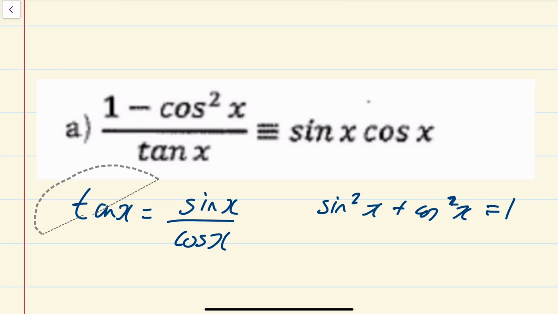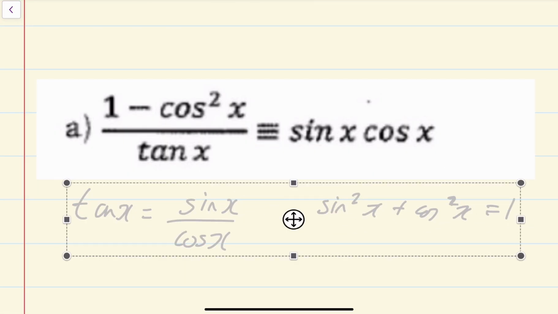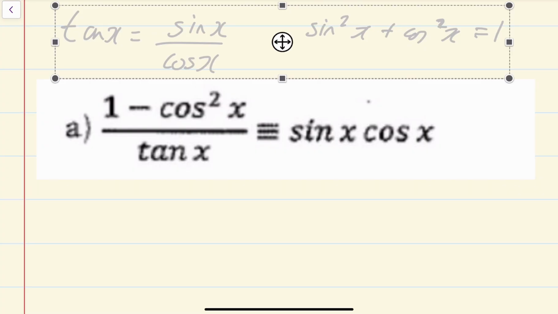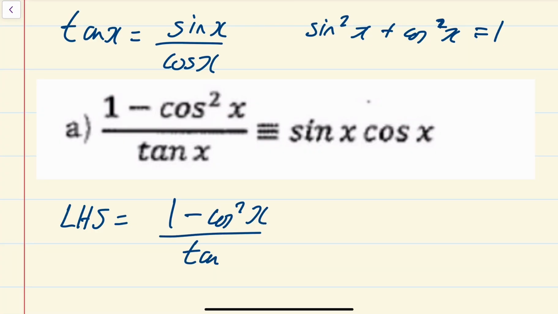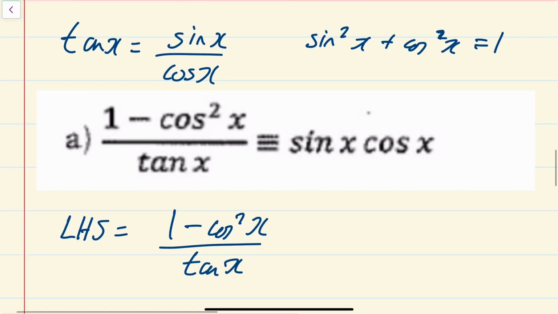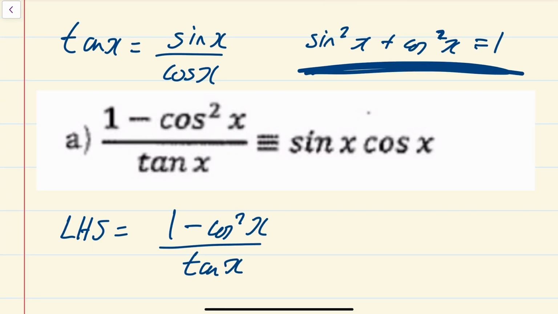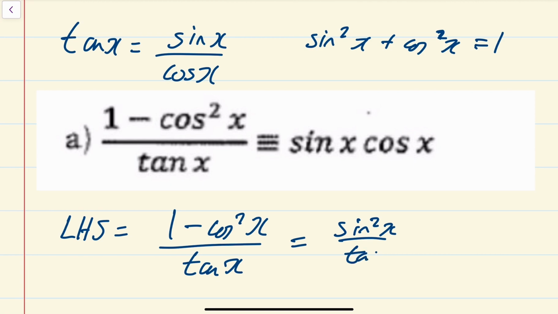For an identity, what you must do is work with one side only until you get it equal to the other side. Typically you use the side which you can do more with. So I'm writing down LHS, which stands for left hand side, and I just write it out again as it is. So it's 1 over cos squared and 1 minus cos squared over tan of x. And from this identity up here, sine squared plus cos squared equals 1, which means if you did 1 minus cos squared, you would get sine squared. So this could then be written as sine squared x over tan of x.